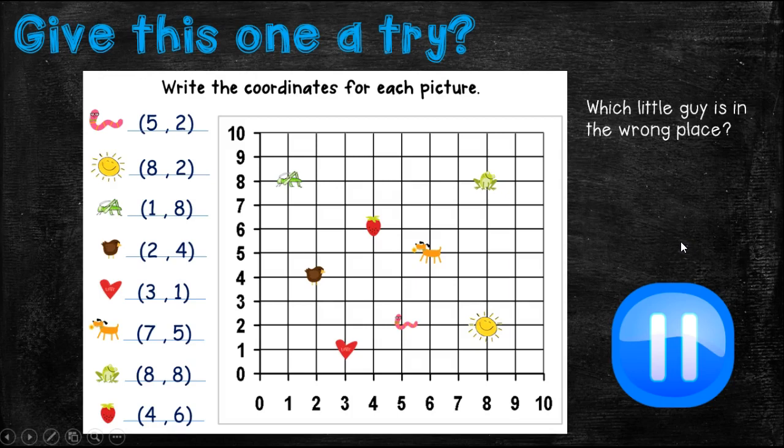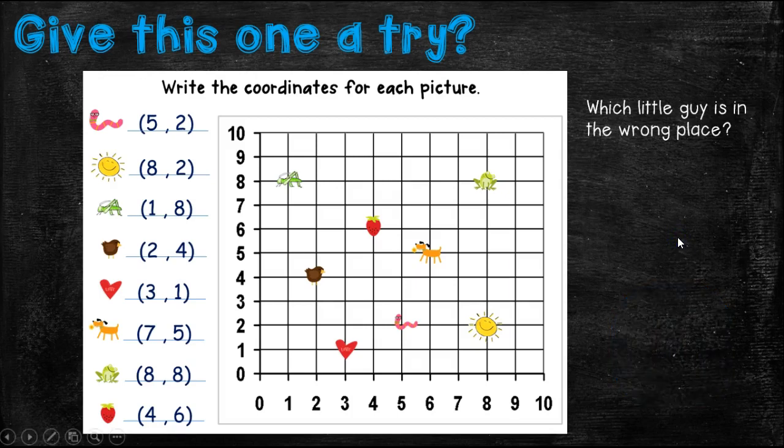Coming back in 5, 4, 3, 2, 1. Okay, so which little guy was in the wrong place? There he is. I think that's a puppy dog. Yeah, it kind of looks like a puppy dog. So he's in the wrong place because he is at, let's go the x-axis first, 6 and 5, but we have 7 and 5 written over here for the coordinates. So he is in the wrong place. Good job.